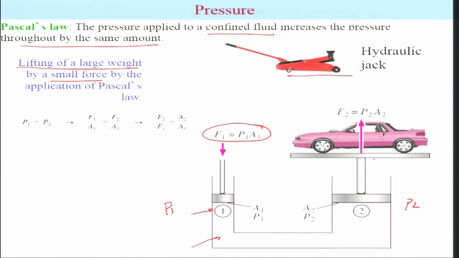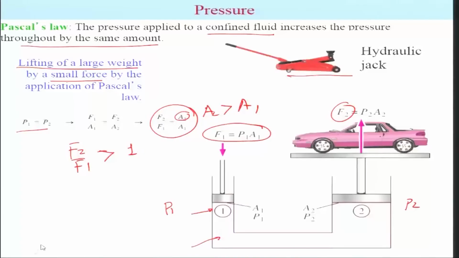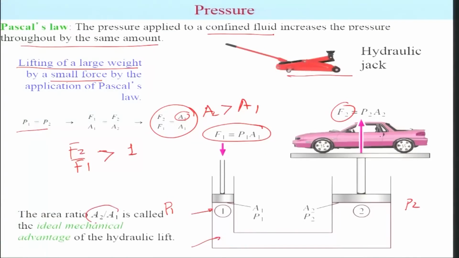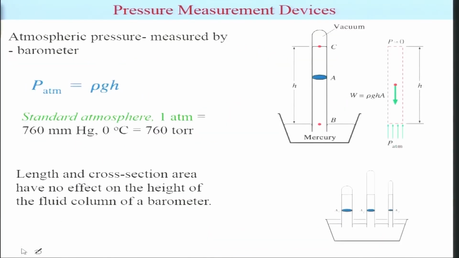So now what about the force F2? You can look at it, P1 is equal to P2. You can find out the forces, and it essentially means you can come up with this expression for F2 by F1. Now, is F2 by F1 greater than 1 or less than 1? Since A2 is much larger than A1, this is much larger than 1. Essentially you have increased the force by many times, and that's the reason that you can lift a big car by applying a small force. It has wide applications, and this ratio A2 by A1 is also called the ideal mechanical advantage of the hydraulic lift.